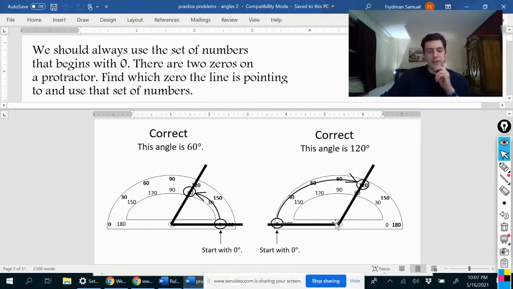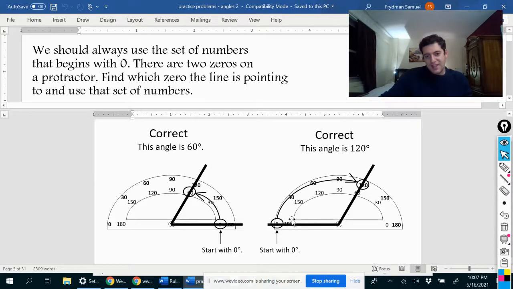So looking at this example over here, I see that this line is pointing this way, and where's the 0? The 0 would be over here, so we would use this set of numbers and follow this set of numbers until we get to the other line. So 0, 30, 60, 90, 120. So we can see that that angle over there is 120 degrees.